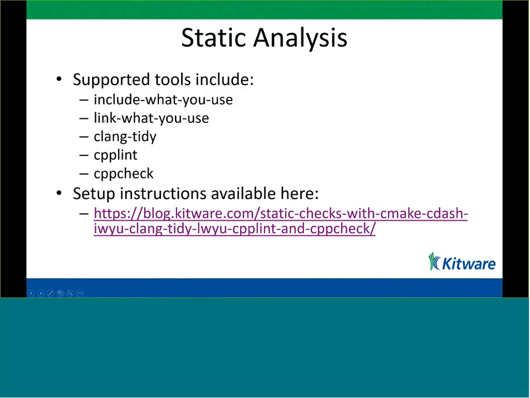We also created something called link-what-you-use, which only works on Linux, but is pretty handy if you think you've gotten out of hand with linking too many libraries into an executable. But of course, with modern CMake, each target would only use and export what it needs, and that wouldn't be a problem. There's Clang-Tidy, cpplint, and cppcheck. There are some setup instructions available on a blog I did a while ago on the Kitware blog.